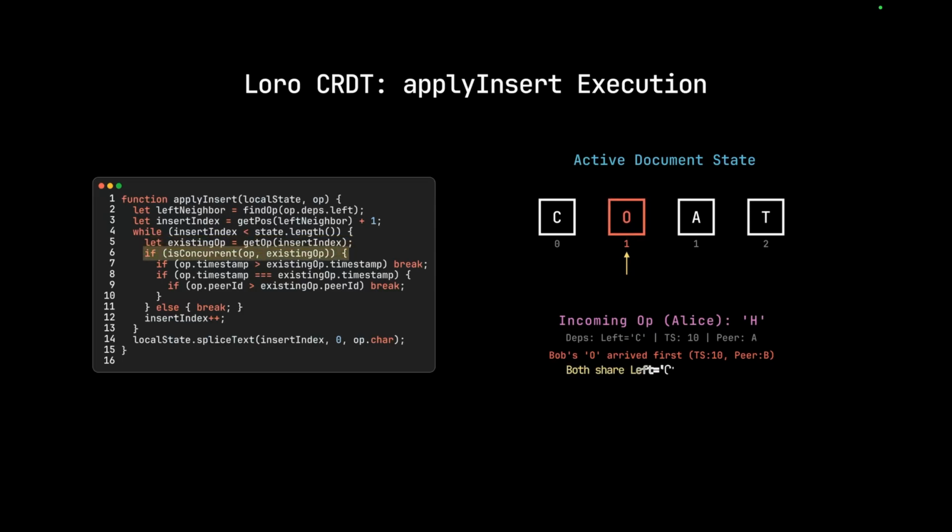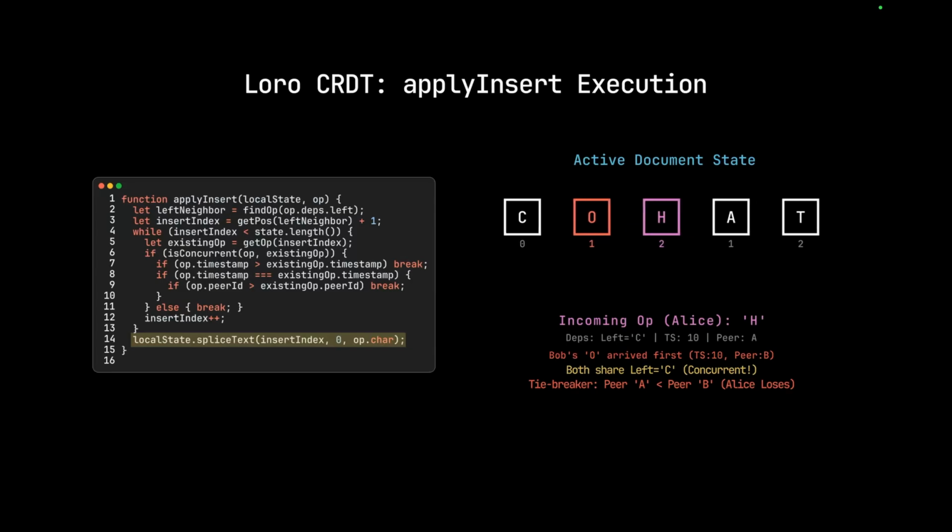In this case, we first compare the timestamp. But here's the issue. The timestamps are equal, so we have to compare them by PRID. And PRID of A is less than PRID of B. So Alice loses. In this case, we move on to the next index and check for concurrency. Here, they are not concurrent because they don't share the same left node or operation. So we insert H because it wins against A. And our insert operation is done.